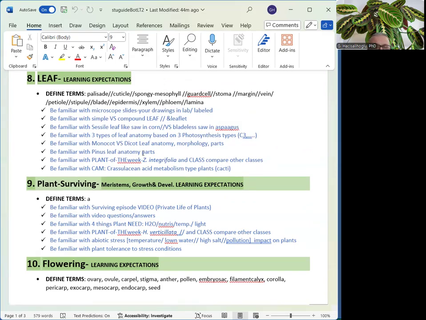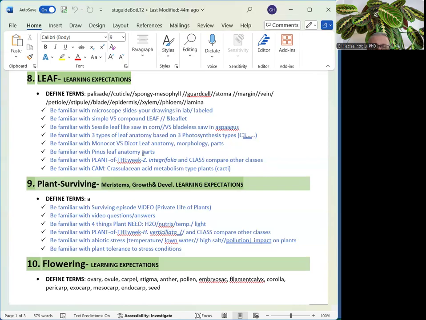Basically, make sure that you're familiar with the questions and answers. Surviving episode again from Private Life of Plants. What plants need, we already saw it, but it's also important here: water, nutrients, temperature, and light. Plant of the week here. Make sure you're familiar with that.